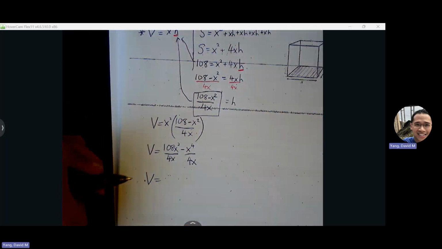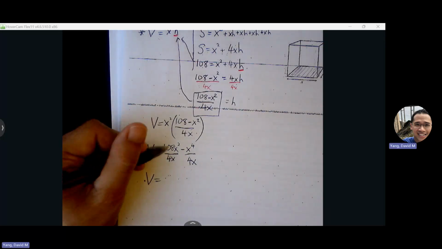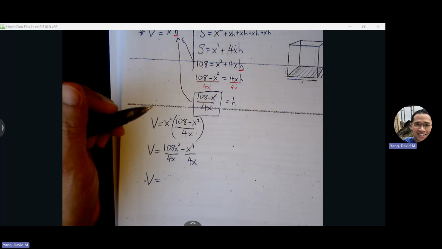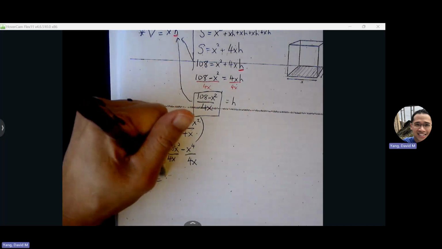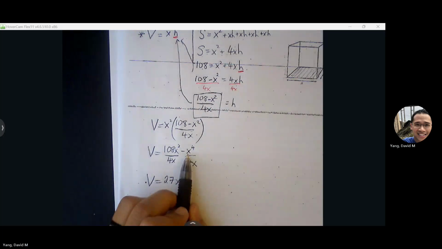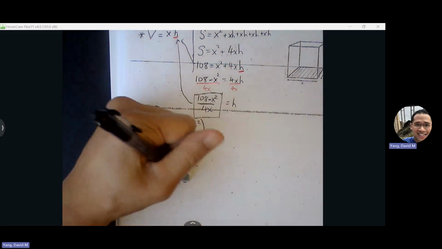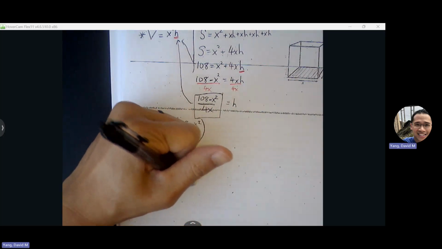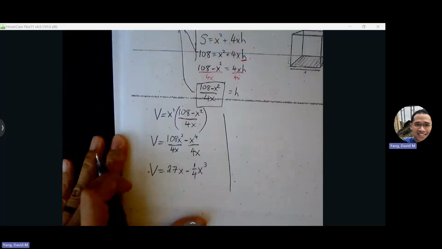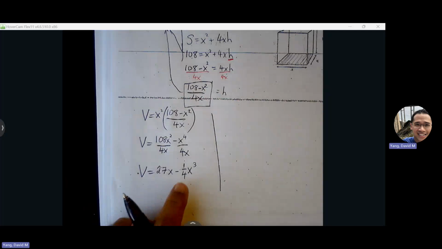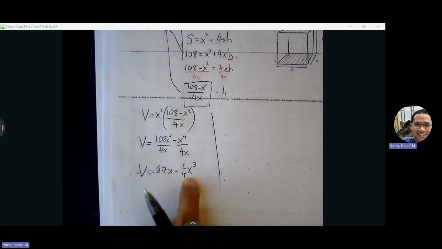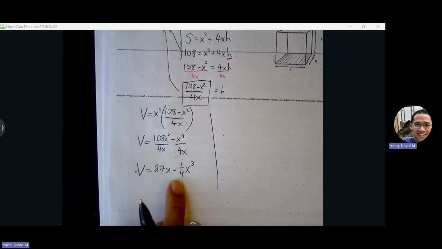Right, let's keep cleaning up volume. I can cancel out one of the x's. I can divide 108 by 4, so this gives me 27x minus x cubed over 4. I can push that 1/4 out, write it as 1/4. And that just makes it cleaner, I feel, in terms of thinking about power rule. We don't have to stare at a number in a denominator below a variable. I can just have that fraction in front.